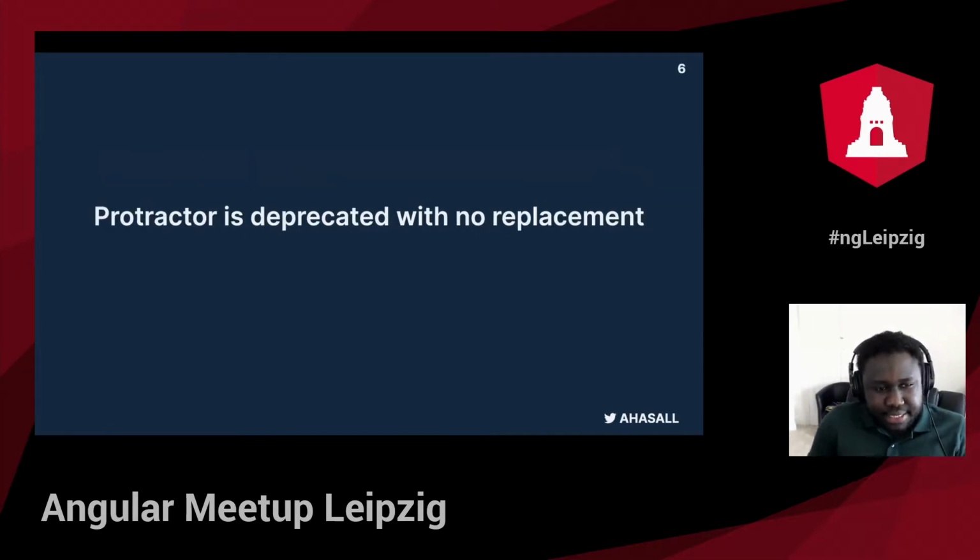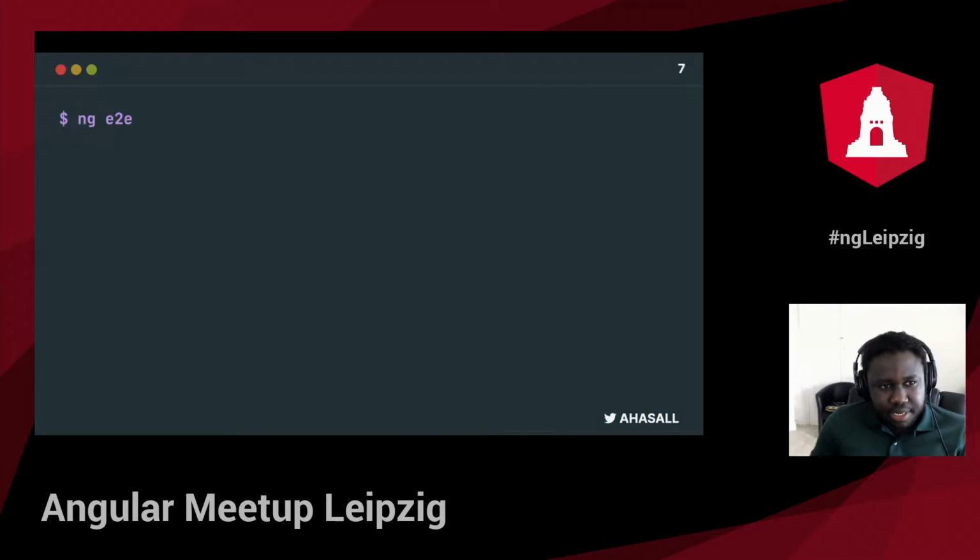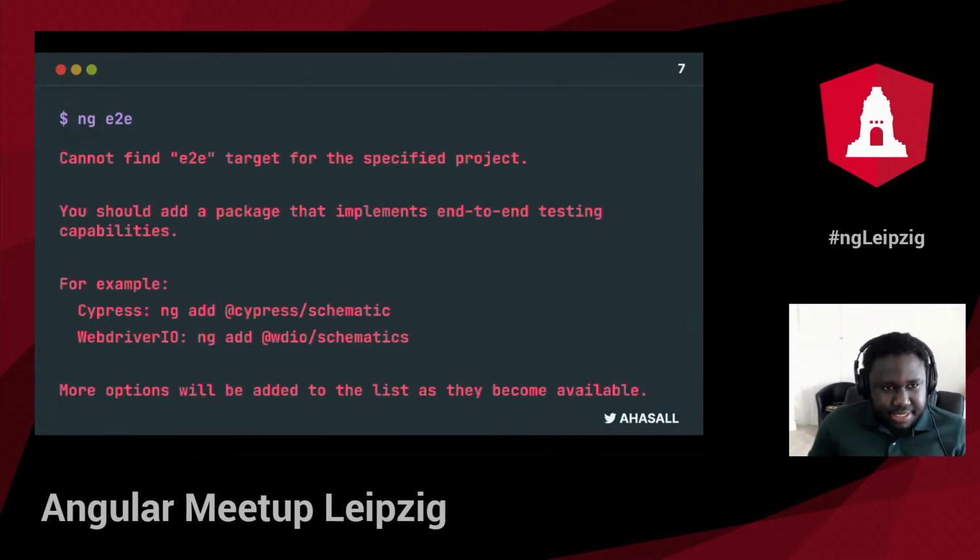The other thing is that Protractor is deprecated. So Protractor is no longer included in new Angular projects as of version 12. So if you generate a new Angular application and you run ng e2e, you will see this message: cannot find e2e target for the specified project. You should add a package that implements end-to-end testing capabilities.